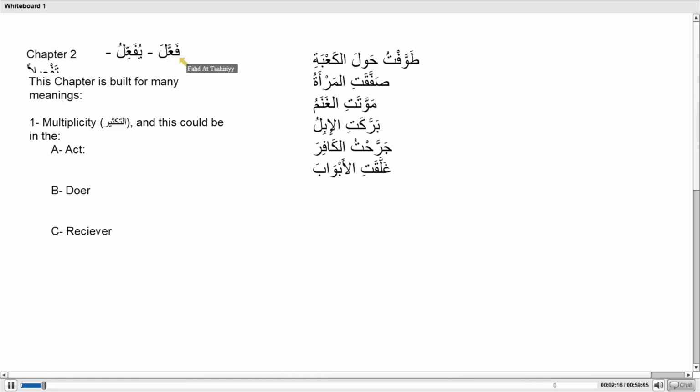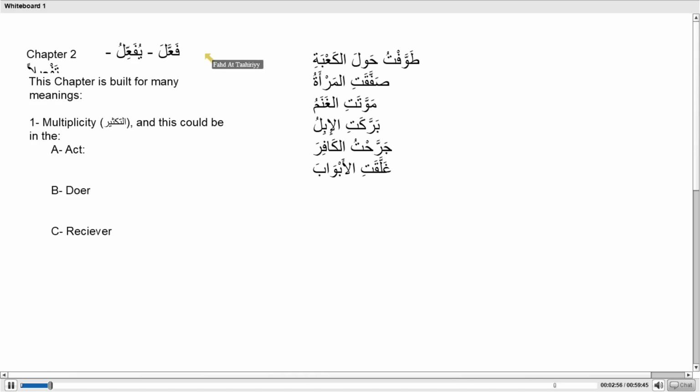And here, why is the mudari' having a dhamma, the letter of the mudari'? Very good, because it's a 3+1 verb. Yani it's a 4-letter verb. A verb which has 4 letters, when it is turned into a mudari', the letter of the mudari' is given a dhamma instead of a fatha. Then the masdar is taf'ila. Always. Any verb which comes on this scale, fa'ala, will have its masdar on taf'ila.